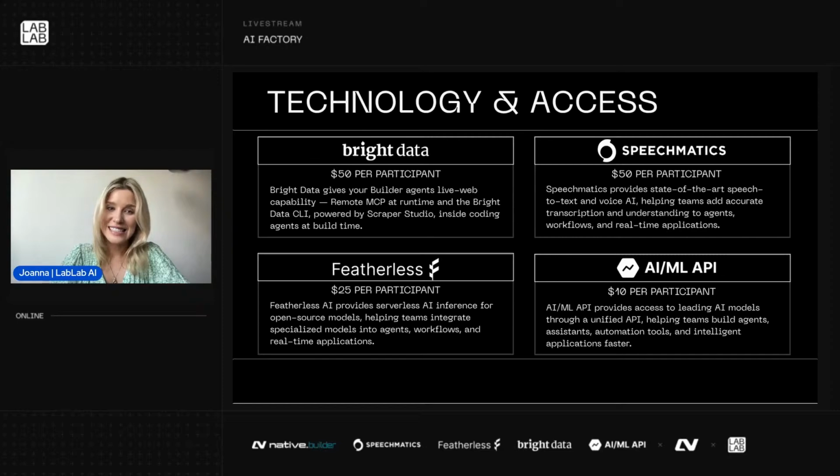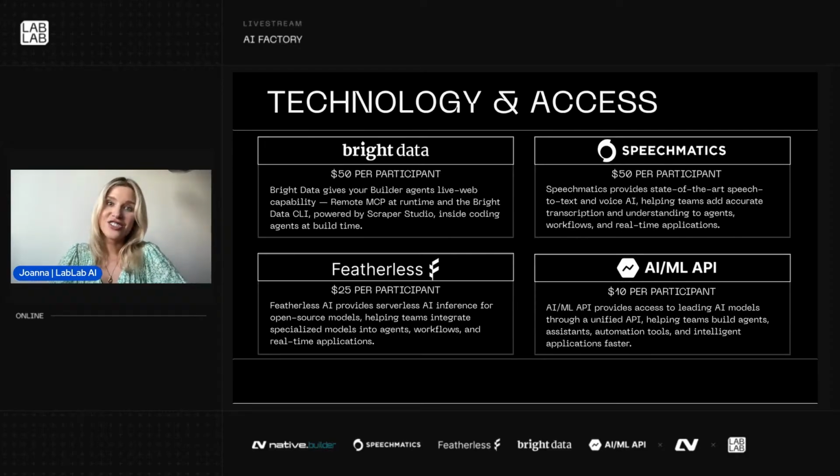Then goes Featherless. With Featherless, you can use it with $25 in free credits, and Featherless AI provides serverless AI inference for open source models, helping you integrate specialized models into agents, workflows, and real-time apps. And last but not least, AIML API. Here you're eligible for $10 worth of credits. And what is AIML API? It gives you access to leading AI models through a unified API, so you can build agents, assistants, automation tools, and intelligent applications faster.